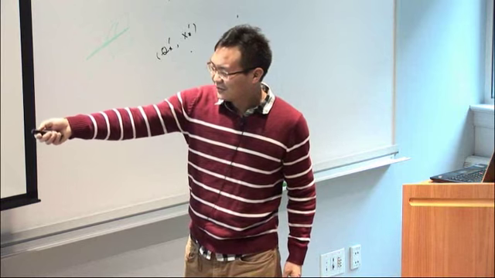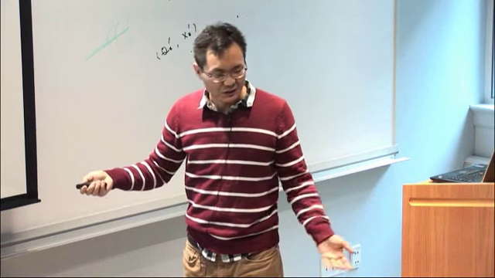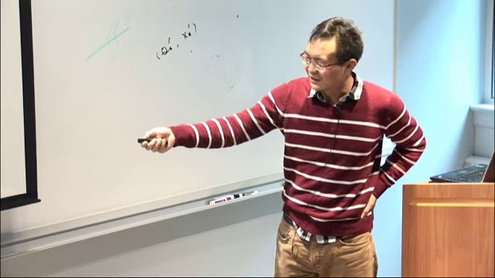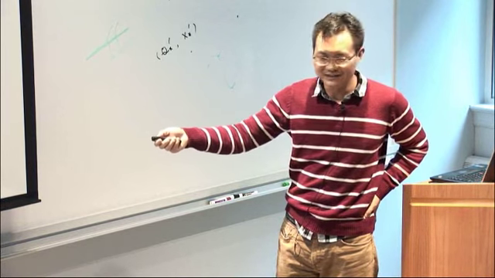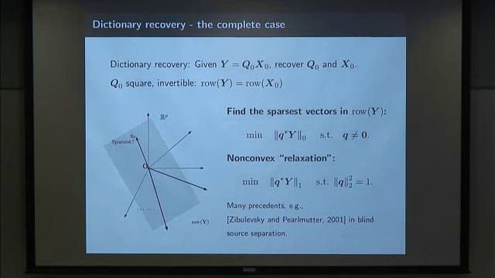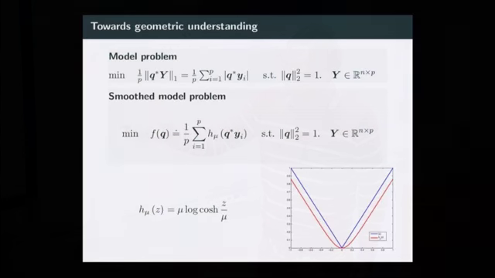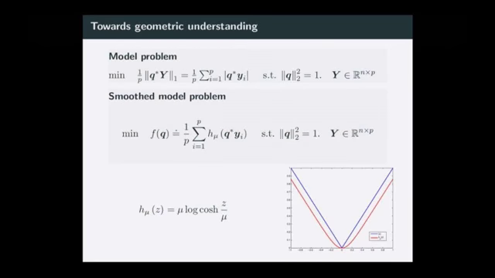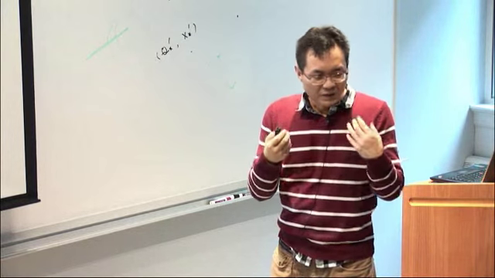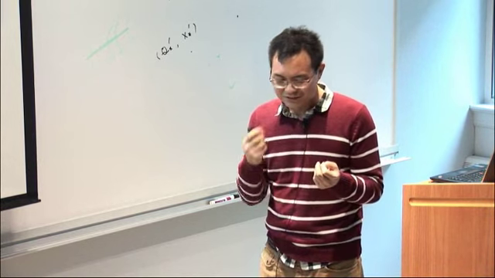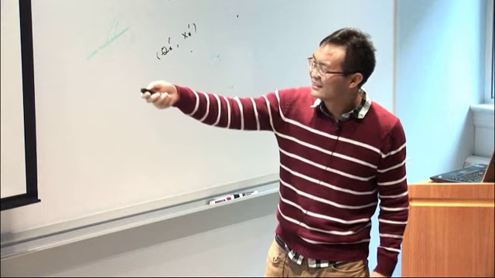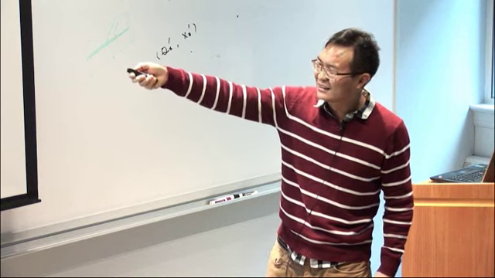And for L0, I'll just look at a natural L1 relaxation. So this is the non-convex formulation we'll study. It's non-convex because this one is a sphere, right? It's a sphere. This is the non-convex formulation we want to study. And the way we'll study it is that we'll look at what this function looks like on the sphere.